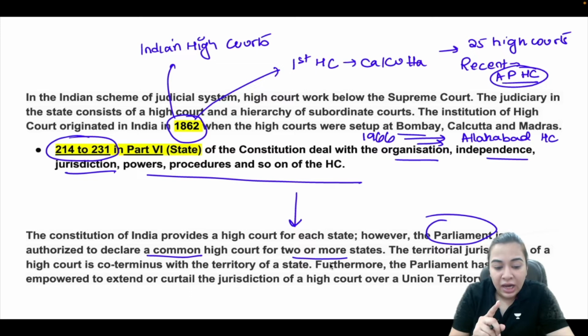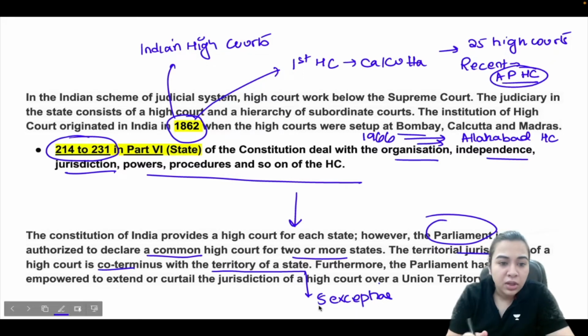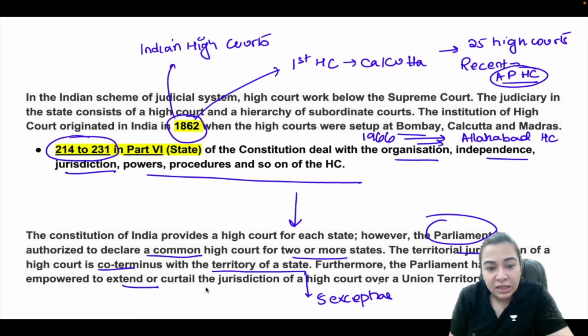The territorial jurisdiction of the high court is usually coterminous with the territory of the state. But even with that, we have 5 exceptions. And I'll be telling you about these 5 exceptions by the end of this lecture today. Also, the parliament can actually extend the jurisdiction of the high court. It can also curtail the jurisdiction of the high court over a union territory.